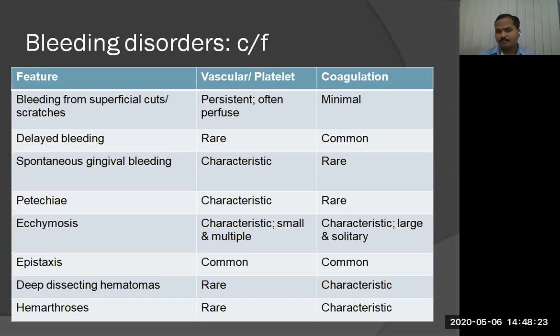Epistaxis is common in both. Deep dissecting hematomas are more common in the coagulation cascade problems. Hemarthrosis are more common in the coagulation cascade problems.